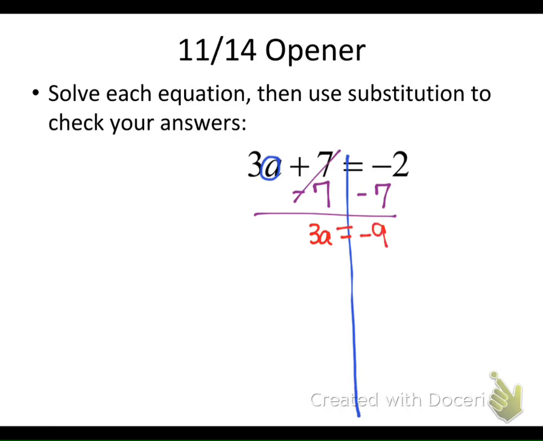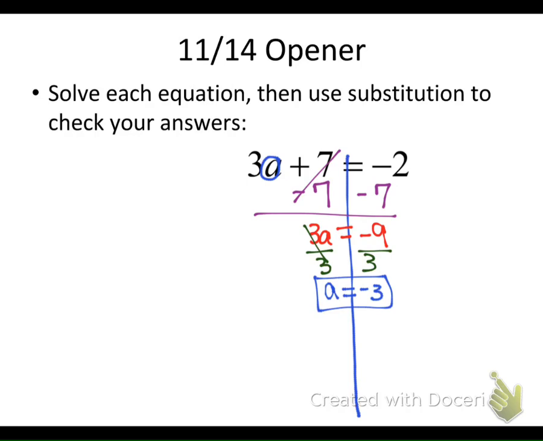Perfect. All right, now to get the A by itself. So that's the first part of our directions. A equals -3. Now I want us to check to see if our solution is accurate. So if I'm going to have you check your answer, what do I need to do? I'm going to have to use substitution. What does that mean? What do I need to do to check my answer?